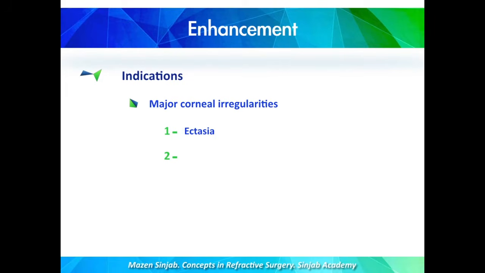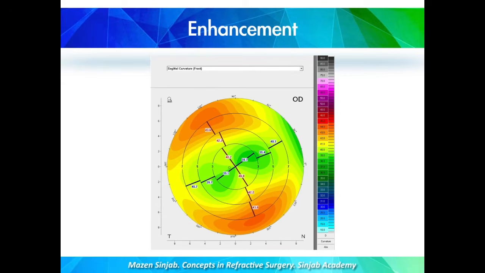Now, the second major corneal irregularity is the small optical zone. As you see here, this is post-PRK treatment. There is a small optical zone. This small optical zone is in the vertical meridian. It is small while it is normal in the oblique or horizontal meridian, as it is shown here.